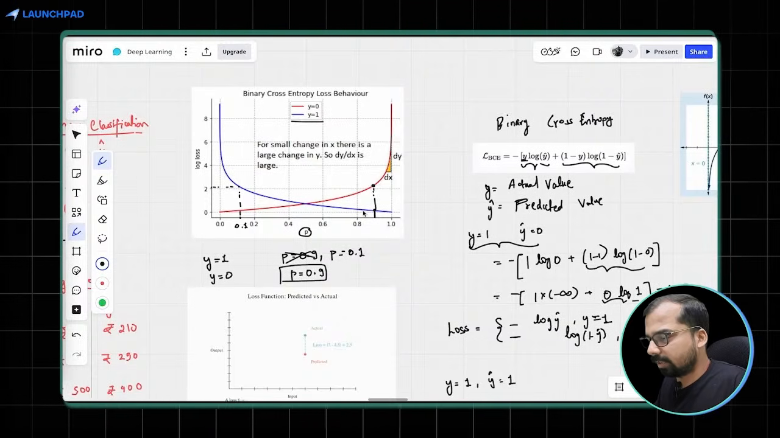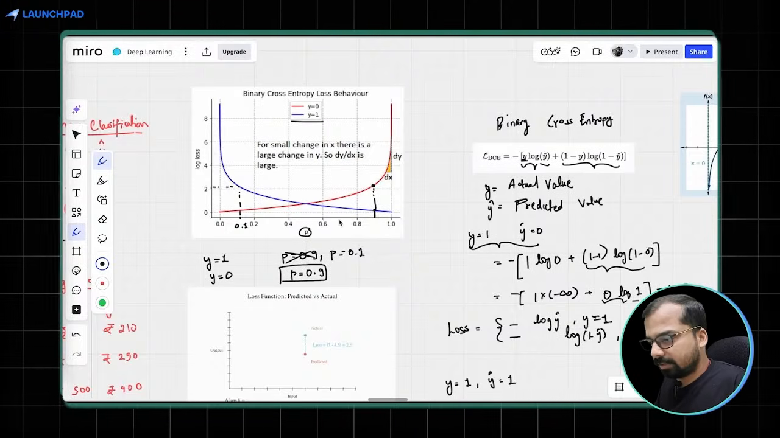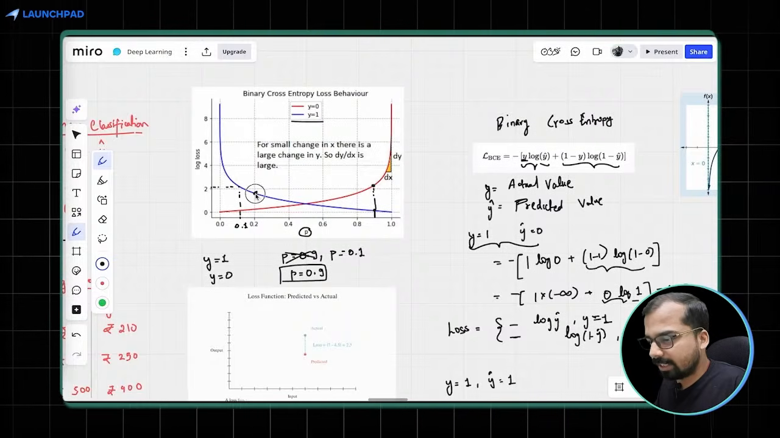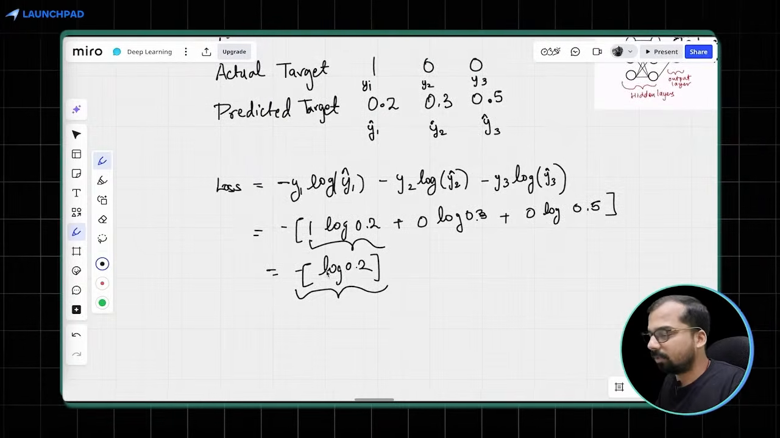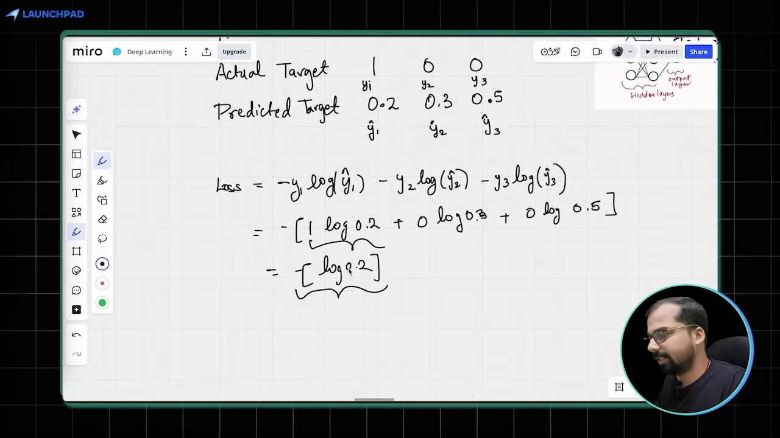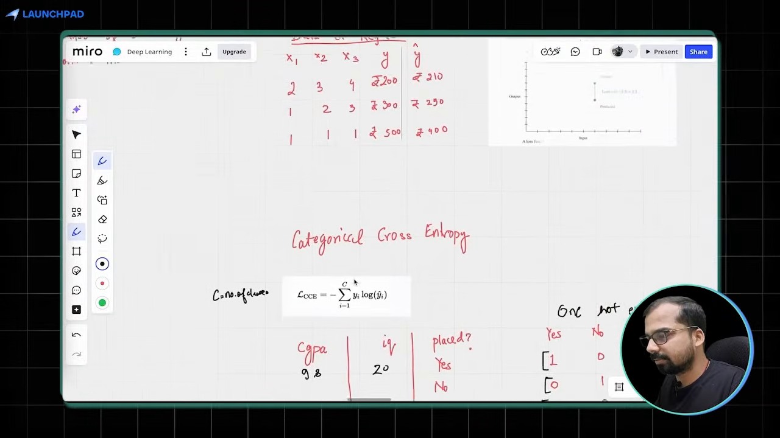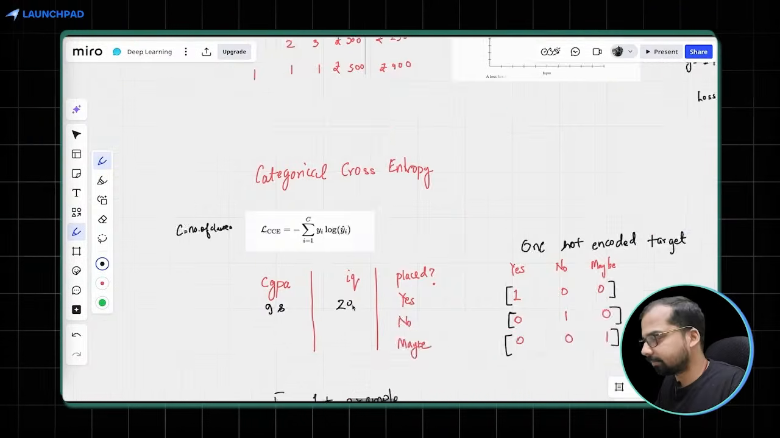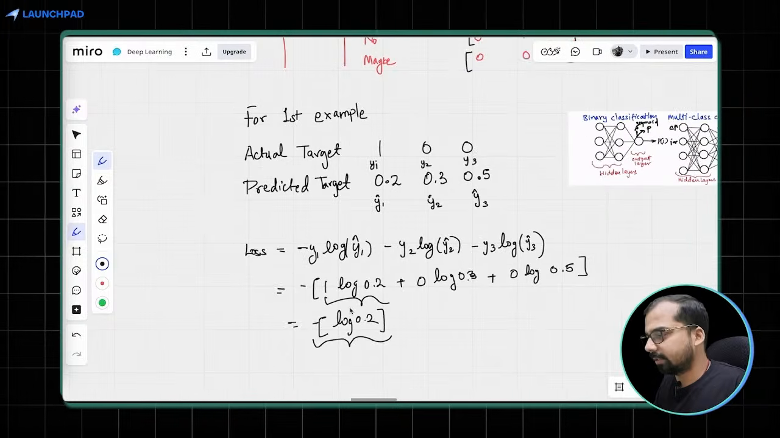So y equals 1, my actual value is 1, but my predicted value was 0.2. So I'll get a higher loss for this, right? I'll basically get whatever the value of log 0.2 is. In this way, we calculate this thing. I hope this categorical cross entropy is clear.